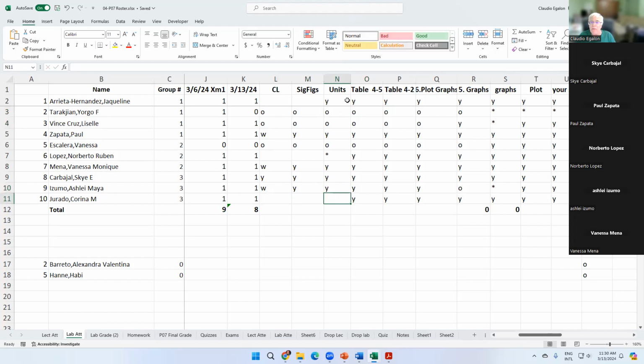Corina, units, sig figs, and CL. Yes, including the CL. All of them. Okay, I'm going to assume that yes, the first two, but the third one you're working on. Okay, going back to Jacqueline. Hi, Jacqueline. Did you finish the sig figs? Yes, and what about the CL?